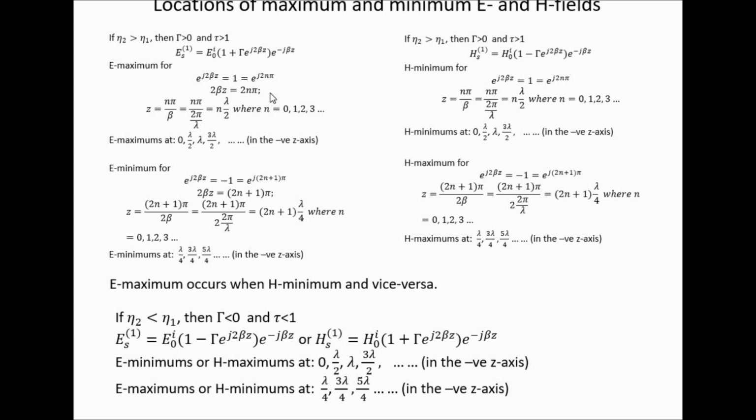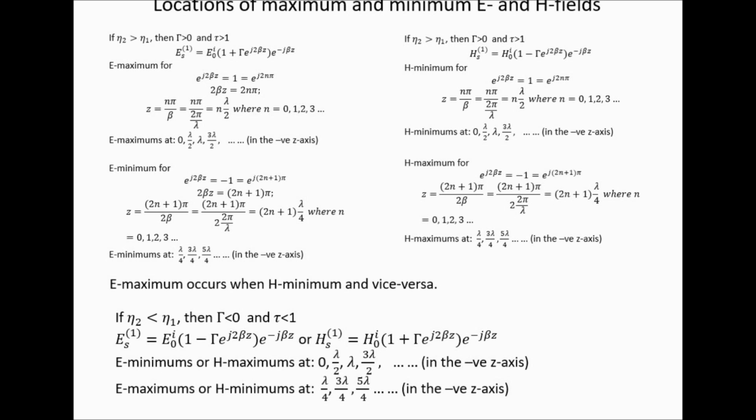If you equate this, you will get z equal to n pi over beta, or with beta equal to 2 pi over lambda, you can write n lambda over 2. And here n equals 0, 1, 2, 3, like this. So the maximum will occur at 0 if you put n equal to 0. N equal to 1 will be lambda over 2, then lambda, then 3 lambda over 2. So if you look at the standing wave, the standing wave frequency will be double that of the incident or reflected wave.